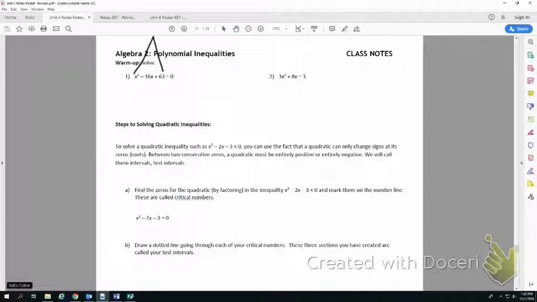Okay, so 1 times 63 is 63. Then, what factors of 63 add up to negative 16? 7 and 9. Negative 7 and negative 9. Am I done with this problem? How do you get x? Oh, never mind. What else do I need to do?